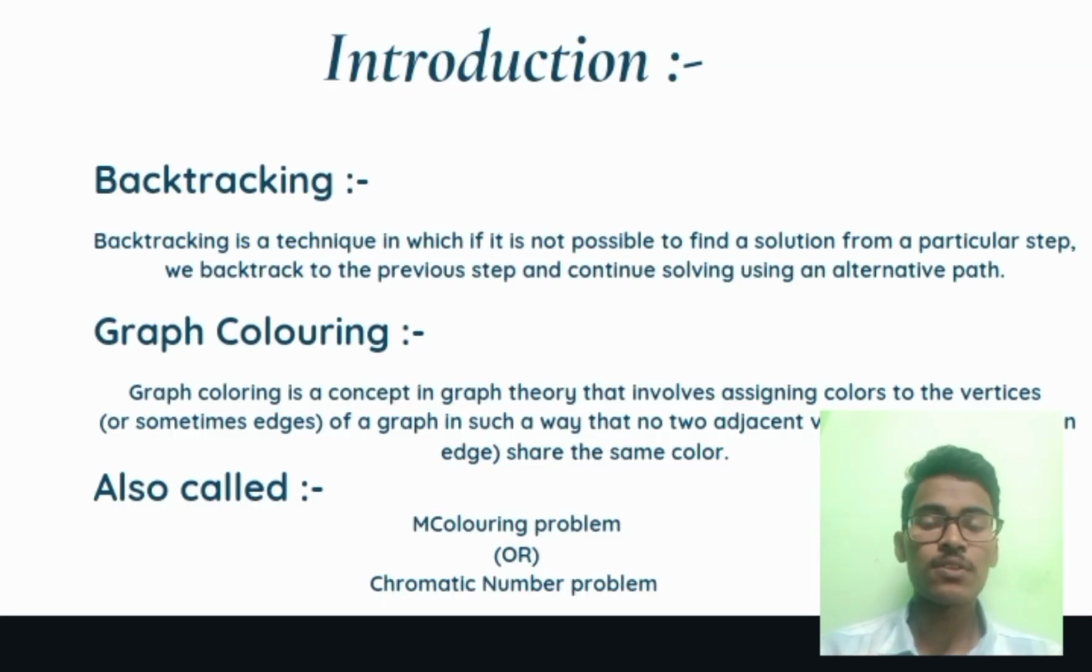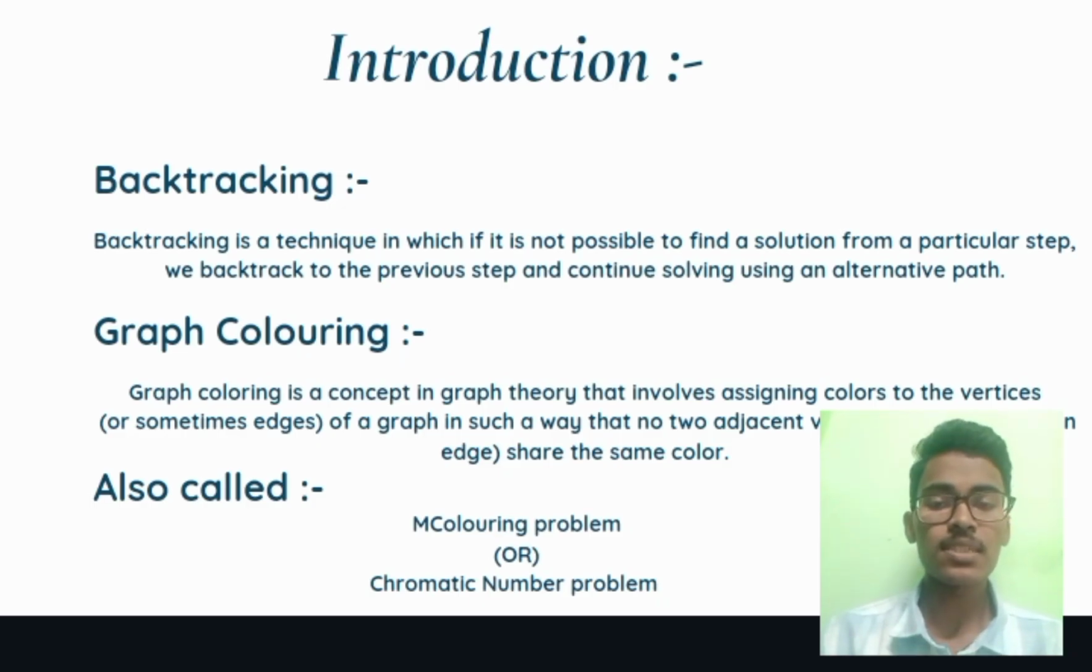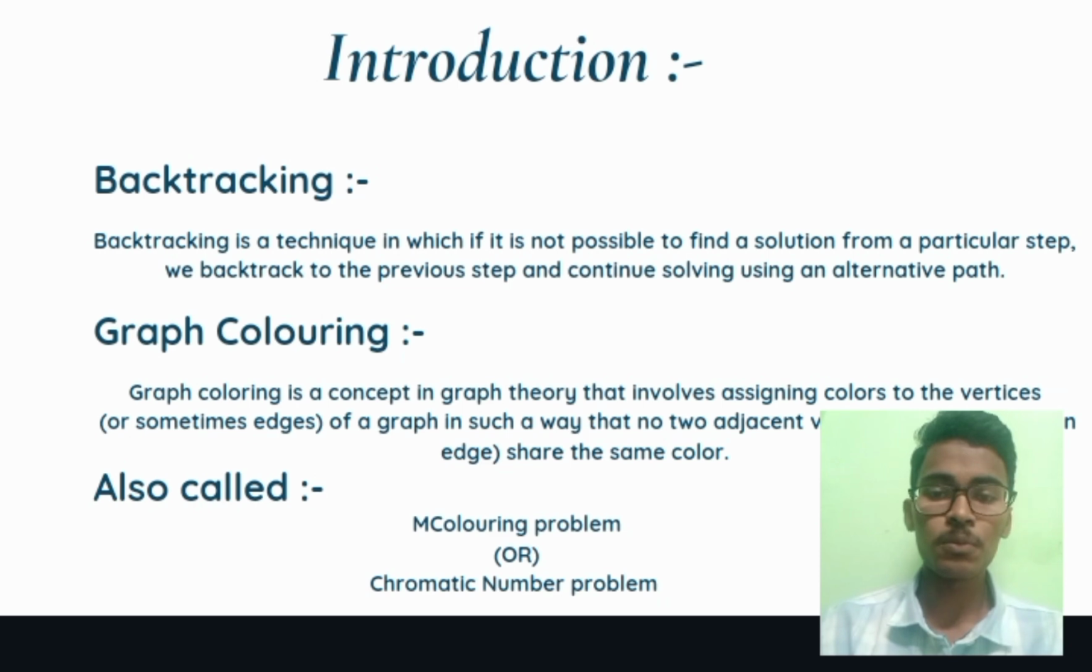Introduction. First of all, we have to know what is backtracking, then only we will discuss the graph coloring problem. Backtracking is a technique in which, if it is not possible to find a solution from a particular step, we backtrack to the previous step and continue solving using an alternate path.